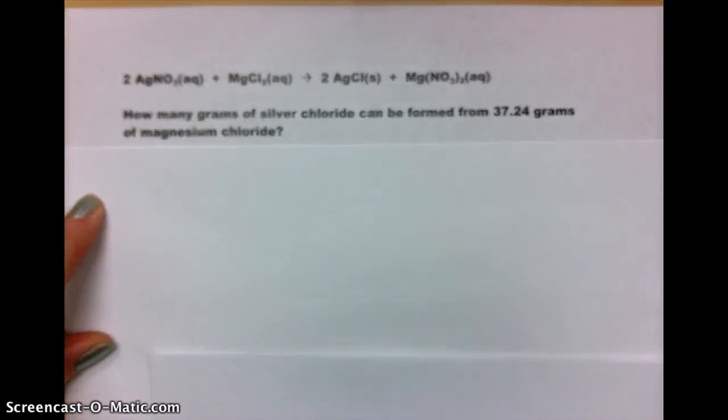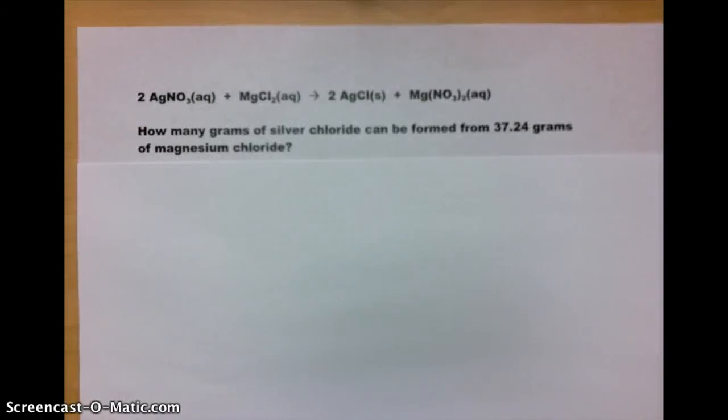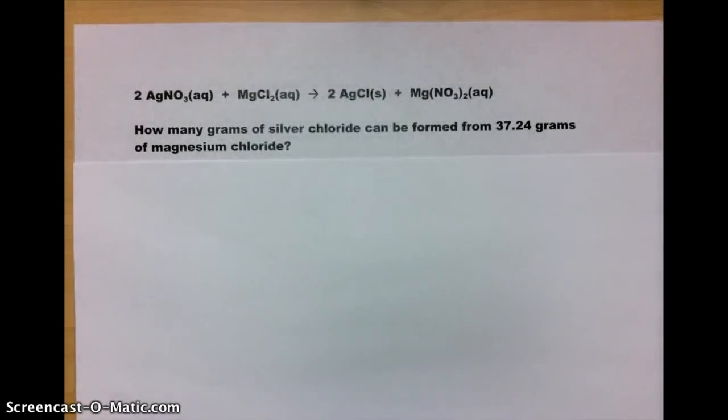The balanced reaction we're going to be using is 2 silver nitrates, aqueous, plus magnesium chloride, which is aqueous, forming 2 silver chlorides, which is a solid precipitate, and magnesium nitrate, which is also aqueous. Aqueous meaning dissolved and broken up into ions in the water.